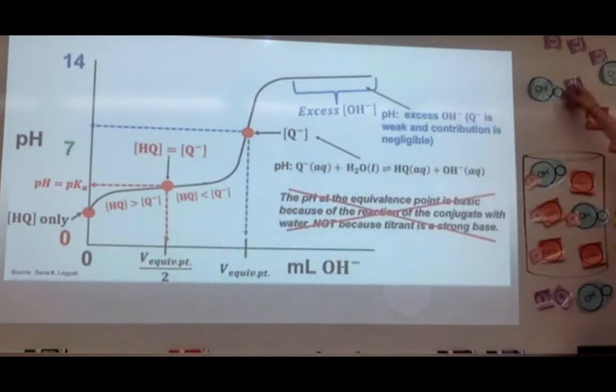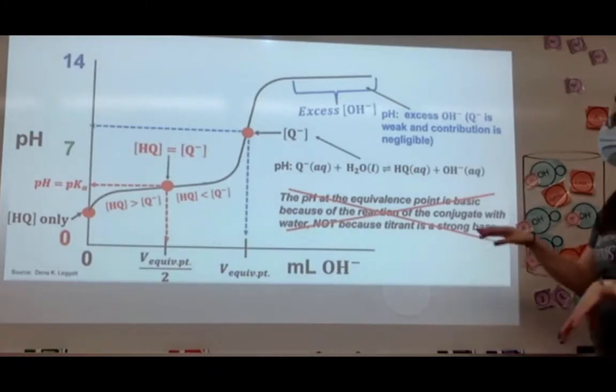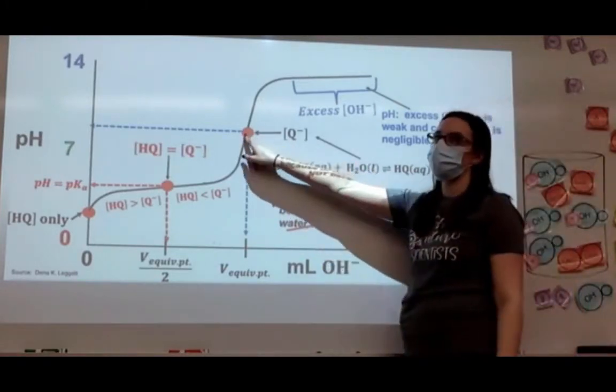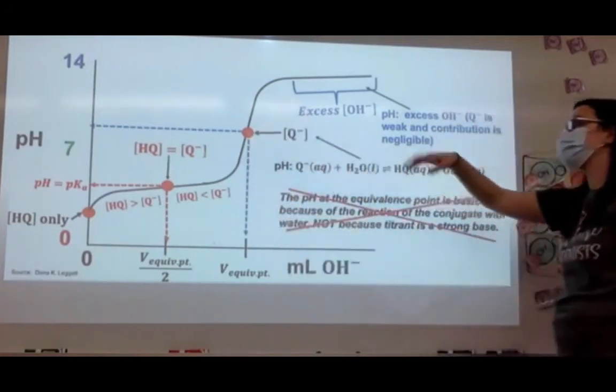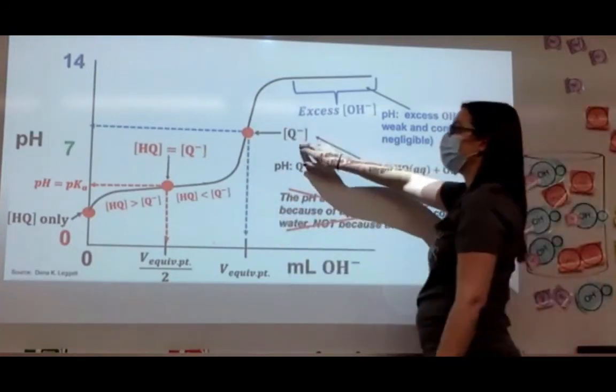Then I can add another OH-, and the neutralization reaction will keep going until finally I get to this point. I have acetate and water. My acid has been completely neutralized. There's no acid left. This is the equivalence point. This is where moles of acid equals moles of base, which also equals the moles of salt that was formed.